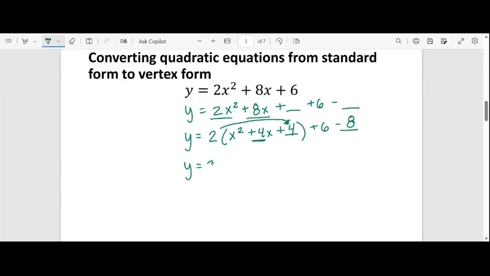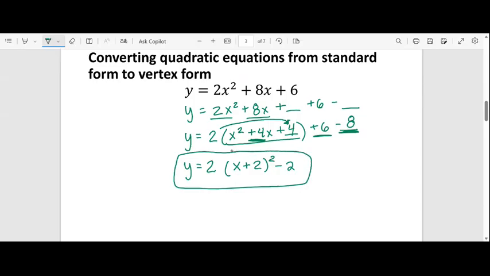Now that this is all written out, we can change this into our vertex form. So the coefficient will just stay in front. Your trinomial will change to x and then half of your middle number, so half of positive 4 squared. Left over, we have these final two terms, 6 and negative 8, and 6 minus 8 is negative 2. So we'd have the vertex form with our coefficient as 2, x plus 2 squared, and then minus 2.